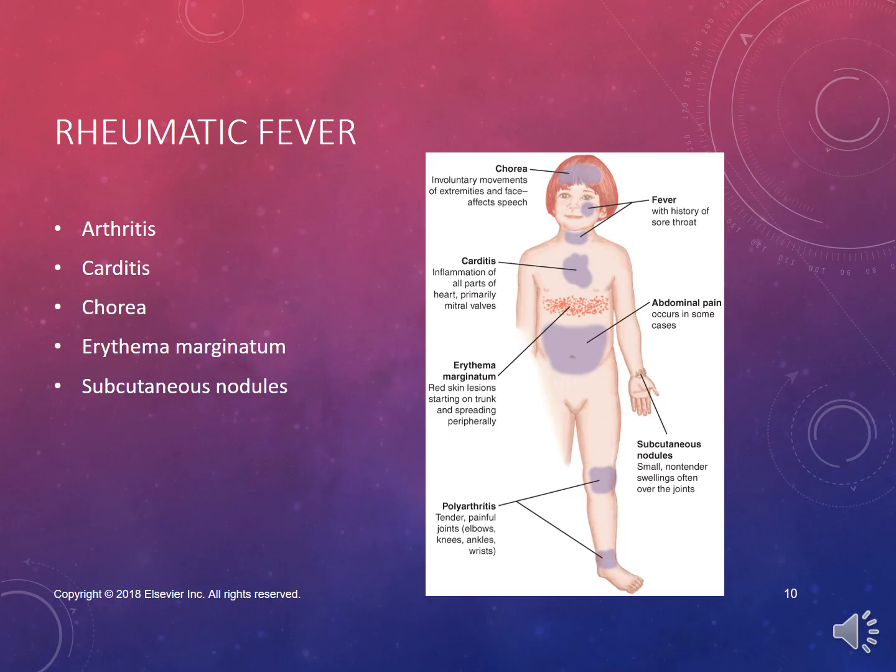Our diagnosis is made based on the Jones criteria. Now, the Jones criteria is lined out in box 46.1. Your major manifestations are going to be your carditis, polyarthritis, chorea, the erythema marginatum, and subcutaneous nodules. Your minor manifestations are fever, arthralgia, an elevated ESR or CRP, and a prolonged PR interval. In order to be diagnosed with rheumatic fever, you must have at least 2 of those major manifestations, or 1 major and 2 minor manifestations.